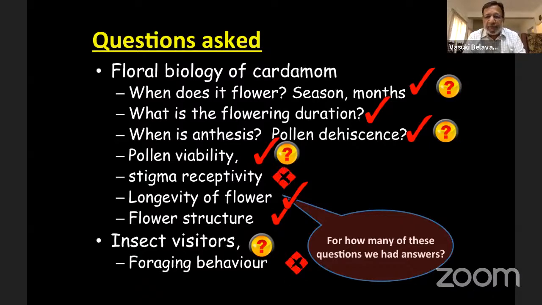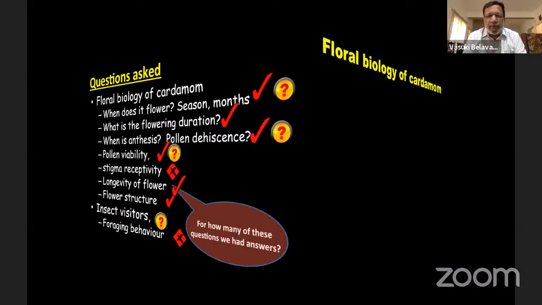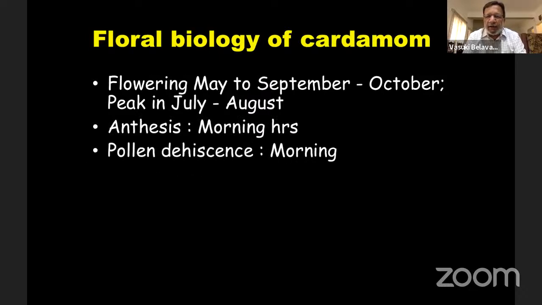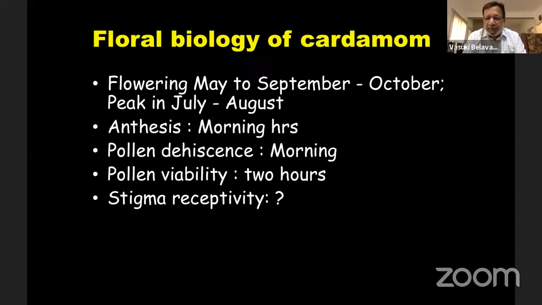And stigma receptivity, there was no information. So there was a lot of things that we should be able to work on. So we started. The available information was this: the flowering May to September, October, and the peak in July, August. Anthesis morning hours, pollen dehiscence morning. Then pollen viability is only 2 hours that was given, and for stigma receptivity, there was no information.